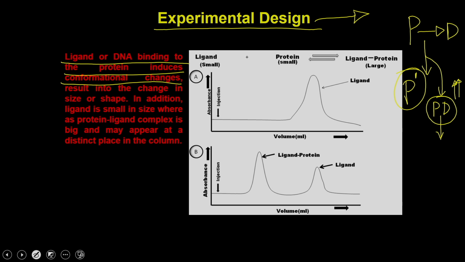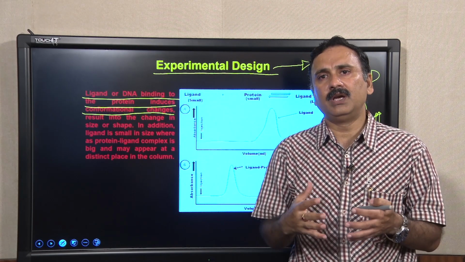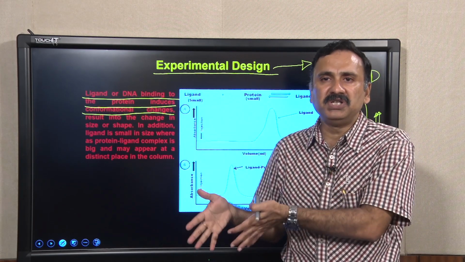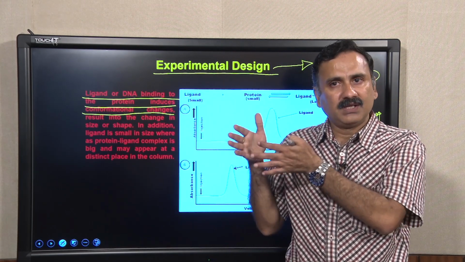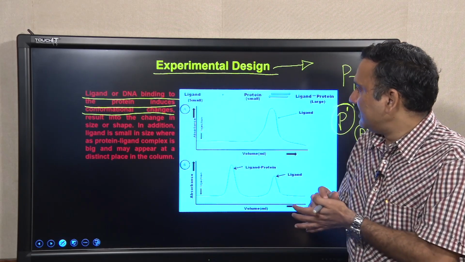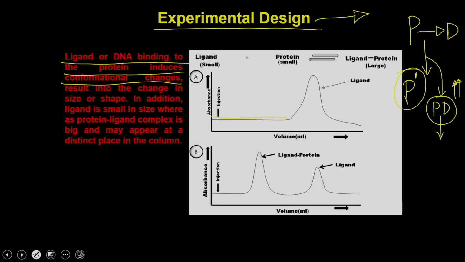One, if the conformation of the protein changes, it will change its position on the gel filtration curve. So, that is what you see. If you inject the native protein, it will be present at a different position, but if the ligand and the protein are both present, it will give you a high molecular weight complex, and that is how it will show you a separate peak.